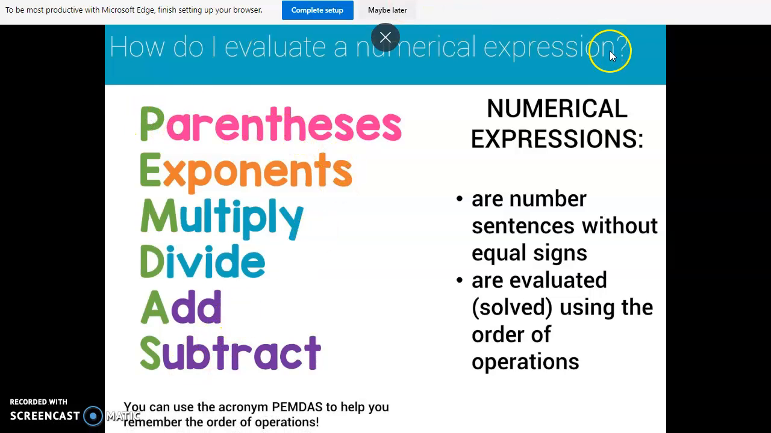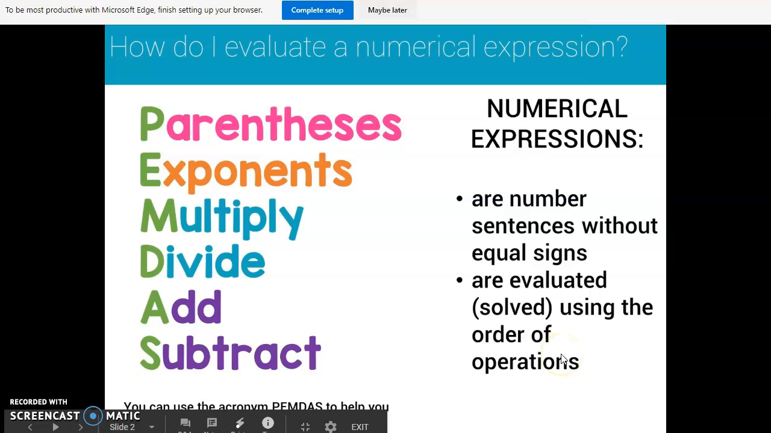Okay, how do you evaluate a numerical expression? Numerical expressions are a number sentence without equal signs. They are evaluated or solved using the order of operations. Even though there are no equal signs, it doesn't mean you're not supposed to find the solution. It is just an equation that does not have the equal sign, but we're going to use our PEMDAS acronym to solve. Remember, parentheses or brackets come first, or groups.